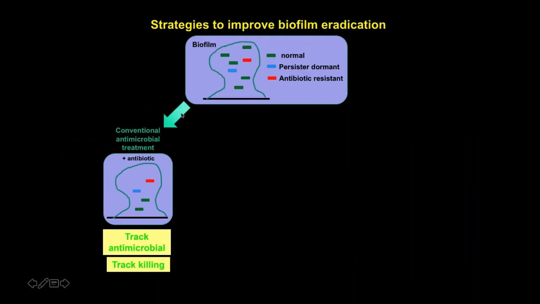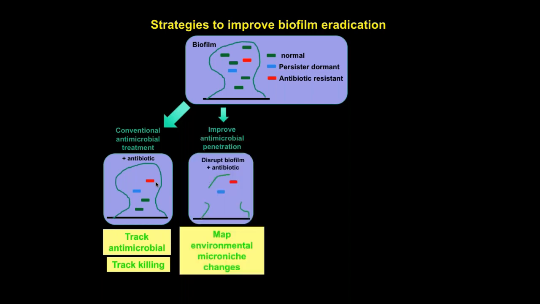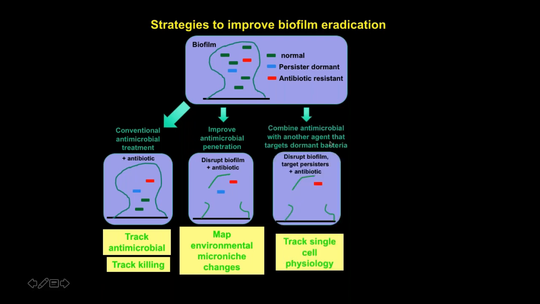So as a first stage, we can track antimicrobials as we add them to a biofilm, and we can also track the killing that occurs and which type of cell may be killed as the antimicrobial goes through. If we're able to physically disrupt or use a chemical disruption technique to break up the outer matrix, it may be that we can improve the penetration of the antimicrobial and kill more of the normal cells. But if we were doing that, we would also want to map the environmental microniches so that we can see how far it's penetrating and what it's killing as it goes through.